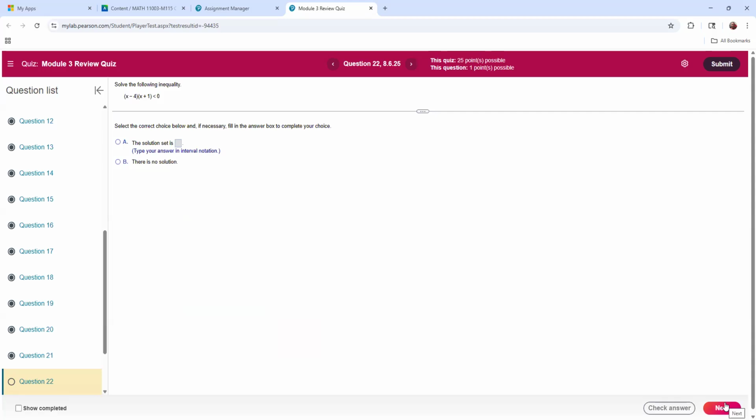All right, so I think the rest of these are just solving inequalities. So let me write this one down. x minus 4, x plus 1, less than 0.